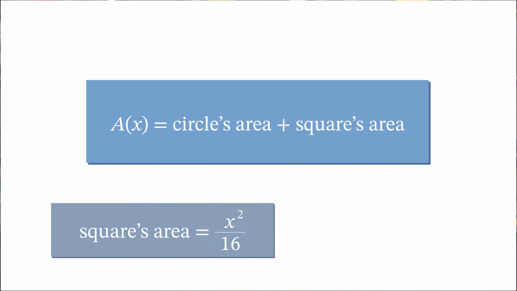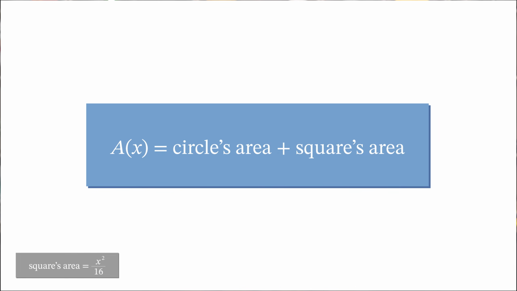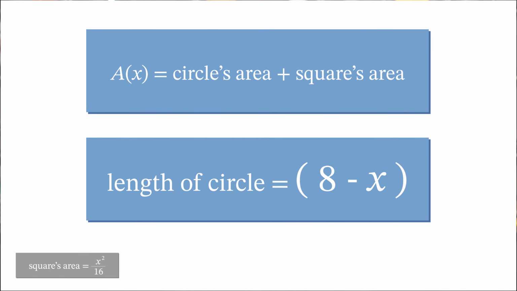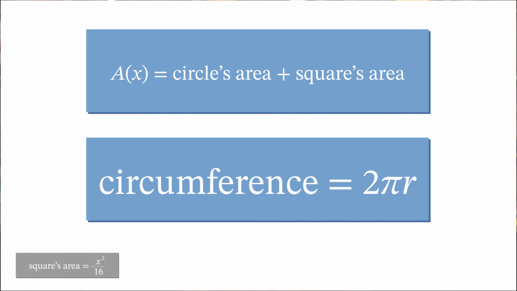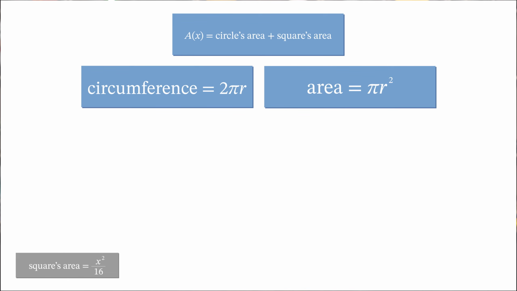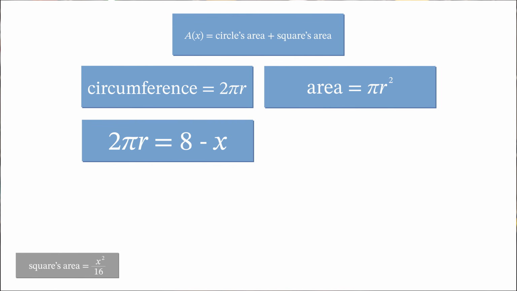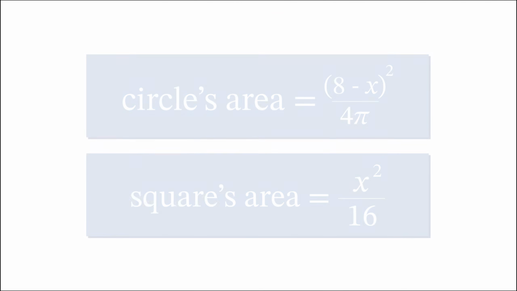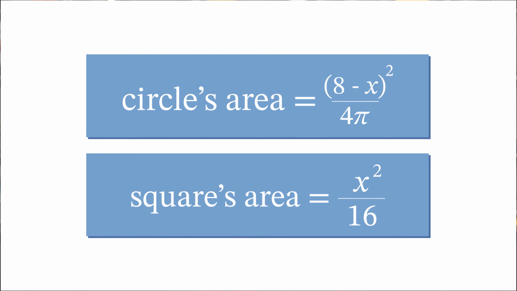To get the area of the circle, we need to remember that the length of leftover wire from the square will equal 8 minus x feet. This will make up the circumference of Lisa's circle. The circumference of a circle equals 2 pi r, and the area of a circle equals pi r squared. Let's get the value of the radius r by dividing 8 minus x by 2 pi. Then we can square this and multiply by pi to get the circle's area. Now we have the formulas for the circle's area and the square's area individually.